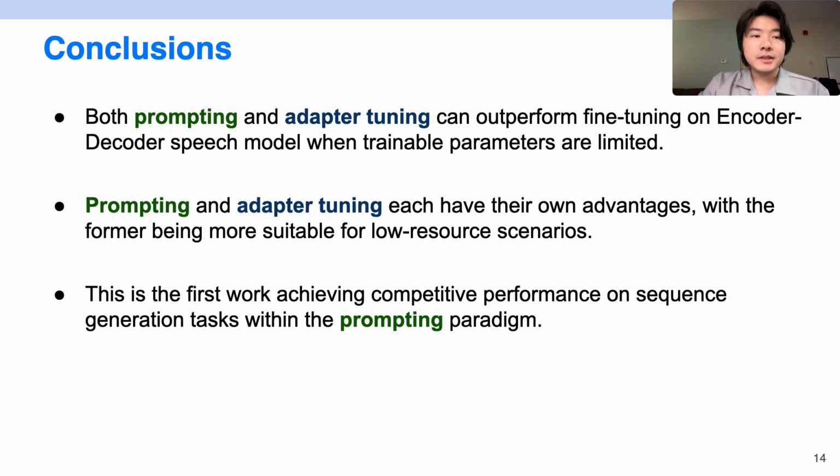The conclusion is that both prompting and adapter tuning can outperform fine-tuning on an encoder-decoder speech model when trainable parameters are limited. And prompting and adapter tuning have their own advantage. If you have enough dataset to train your model, adapter tuning might be your choice. However, if you are in a low-resource setting, prompting might be the one that you want to use. And this is the first work that achieved competitive performance on sequence generation tasks within the prompting paradigm.